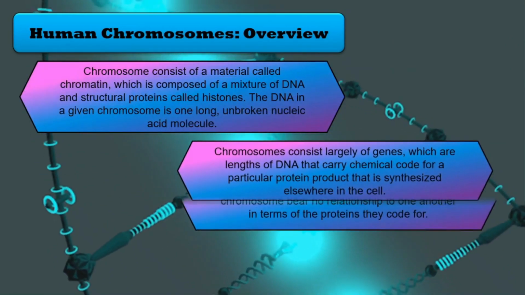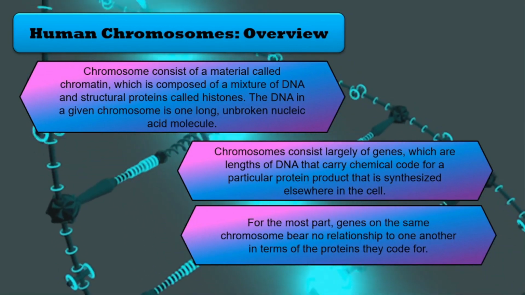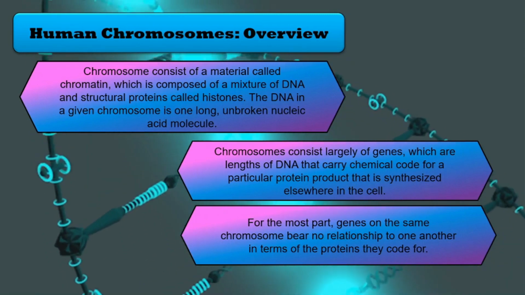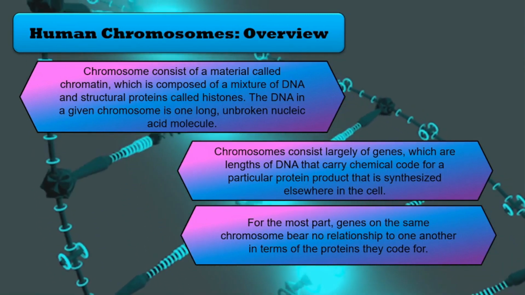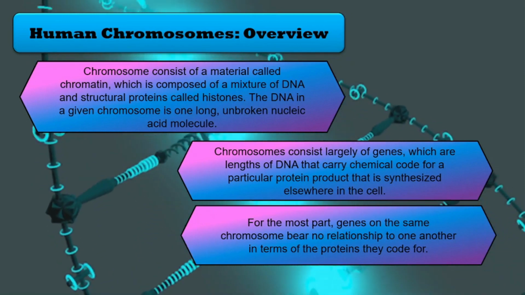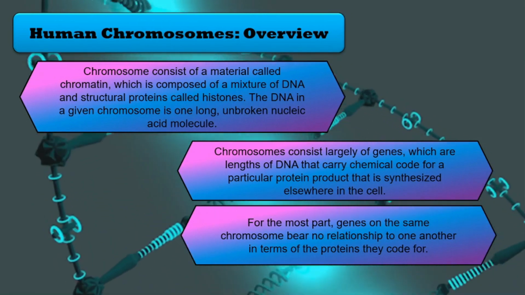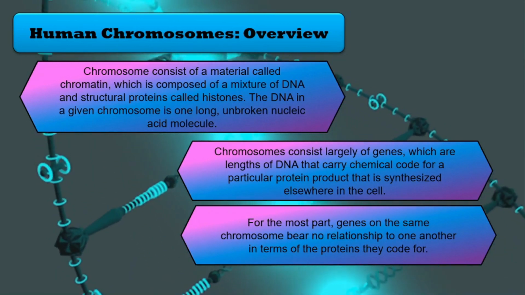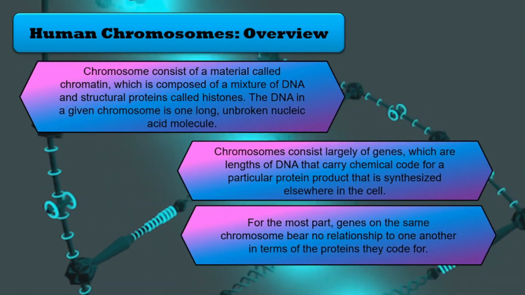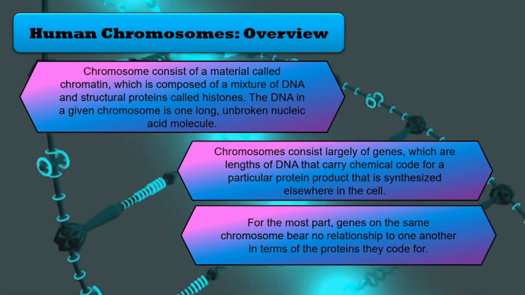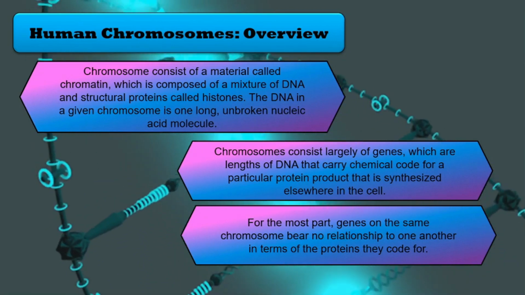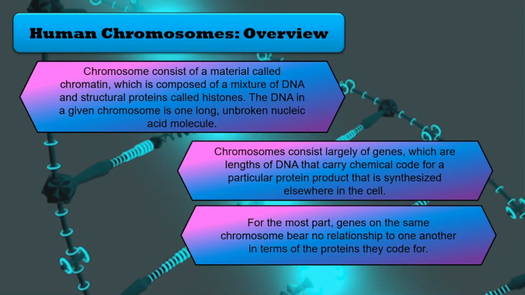Chromosomes consist of a material called chromatin, which is composed of a mixture of DNA, or deoxyribonucleic acid, and structural proteins called histones. The DNA in a given chromosome is one long unbroken nucleic acid molecule. Chromosomes consist largely of genes, which are lengths of DNA that carry the chemical code for a particular protein product that is synthesized elsewhere in the cell. This code is written using adenine, guanine, thymine, and cytosine. For the most part, genes on the same chromosome bear no relationship to one another in terms of the protein they code for.